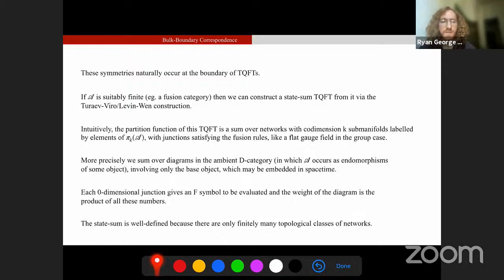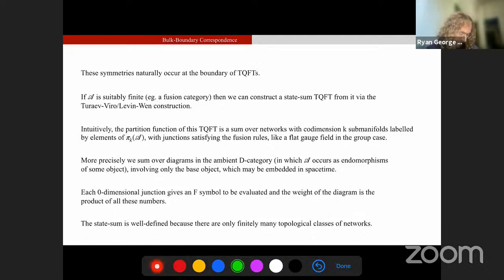And intuitively, the partition function of this TQFT is a sum over networks, like the ones I drew before, where codimension K submanifolds are labeled by elements of pi_K A. Of course, we don't have pi_K A except in the invertible case, but still they're going to be labeled by something in degree K. And in the group case, this is really just going to be a sum over G-valued hypersurfaces, Poincaré dual to a flat gauge field.